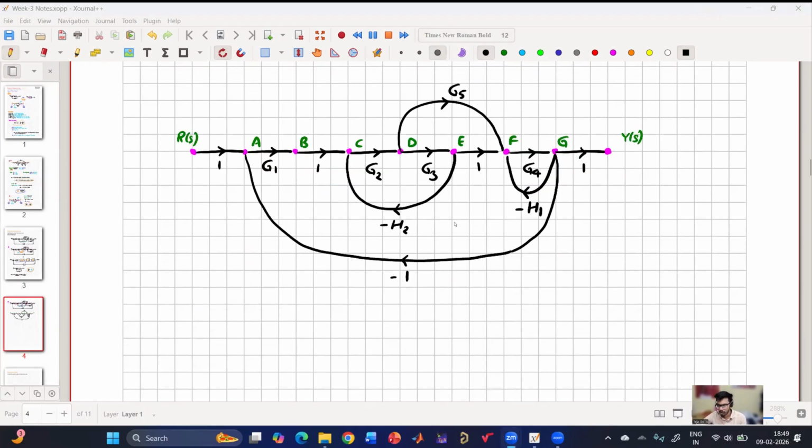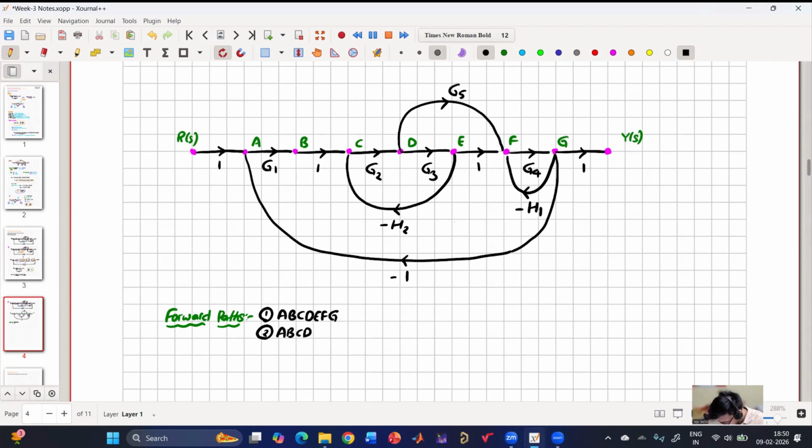So now how many forward paths? Again, the process remains same. Forward paths, loops, non-touching loops, delta, delta 1, delta 2, delta 3. So let us start with the forward paths. How many forward paths are there? 2. Okay. Forward paths. Can you mention the nodes in those 2 forward paths? A, B, C, D, E, F, G. Okay. Second one? A, B, C, D, F, G.